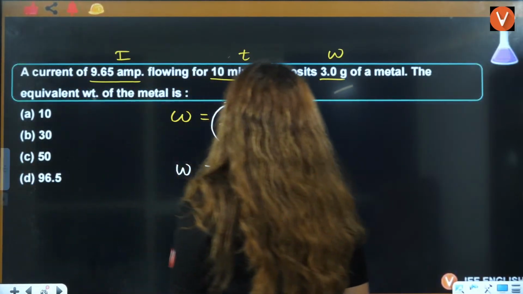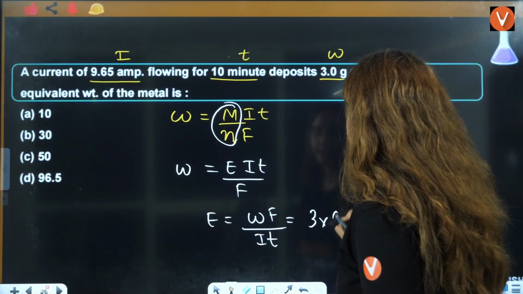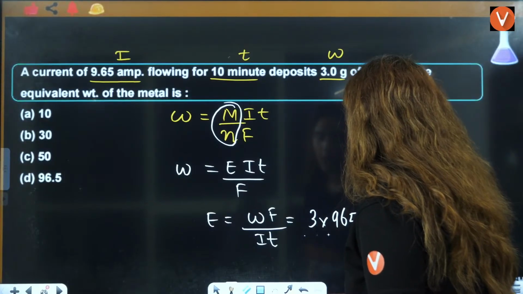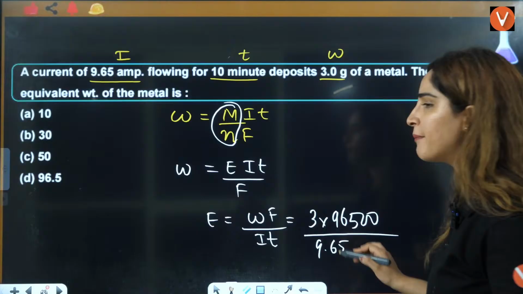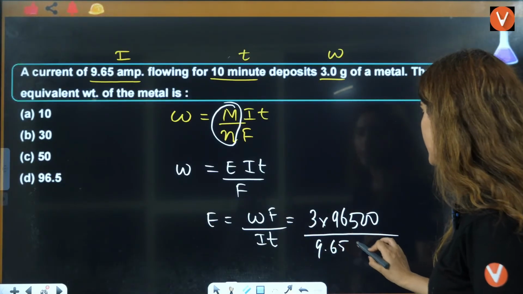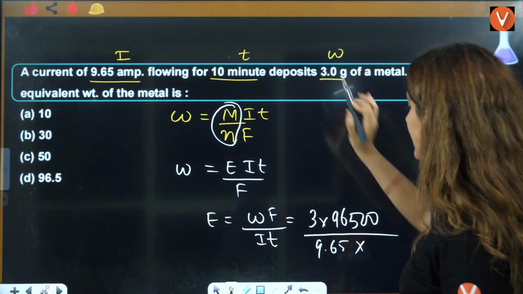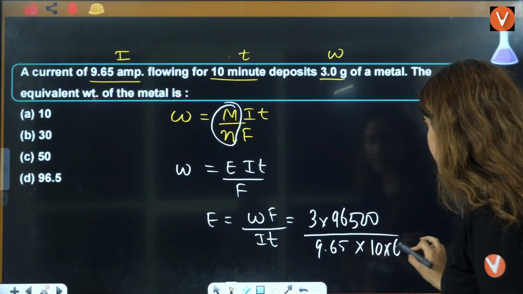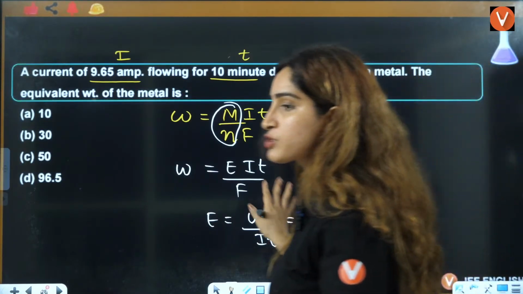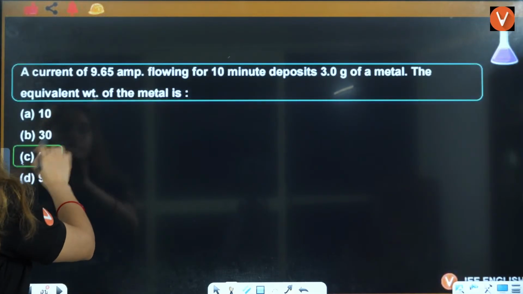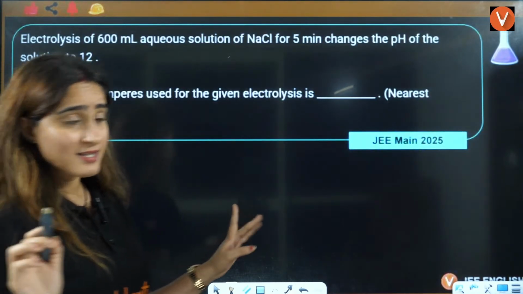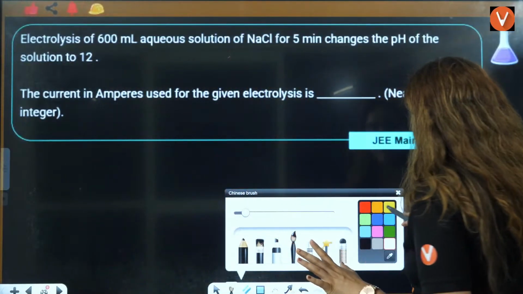So if you see this here, weight is given to be 3, Faraday is 96500, and current is given to be 9.65. Ampere is the SI unit, so we'll take ampere only. Time is given to be 10 minutes, so I'll convert it into seconds. By solving this, you will get your answer directly. Answer will be 50.